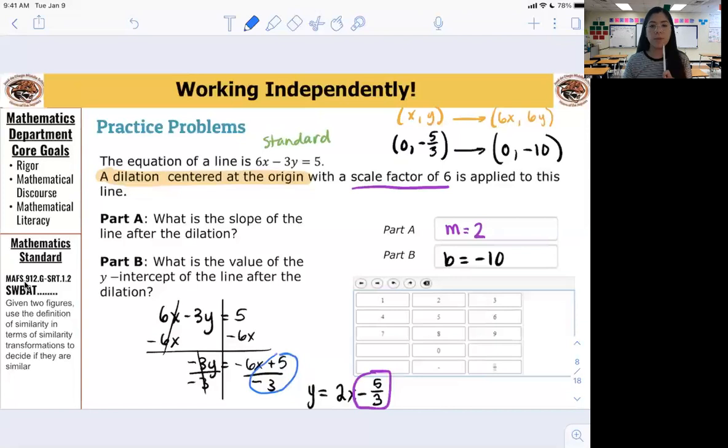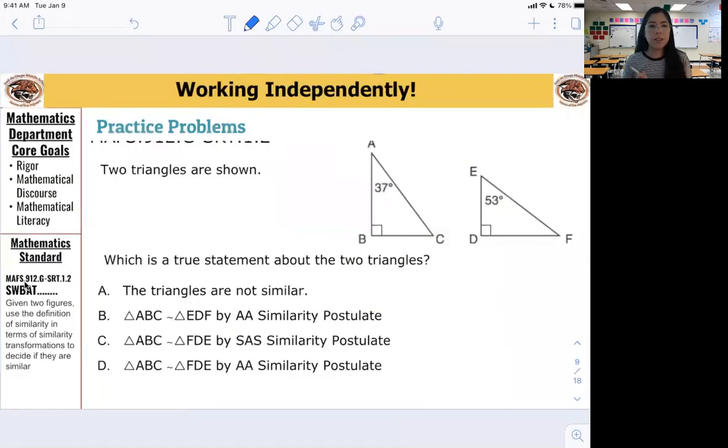All right, cool. Here's another. Two triangles are shown. Which is a true statement about the two triangles? Take a look. We're kind of switching gears. We're talking about triangle similarity theorems. So take a minute. In fact, let me put up a poll and make your selection. Go ahead.